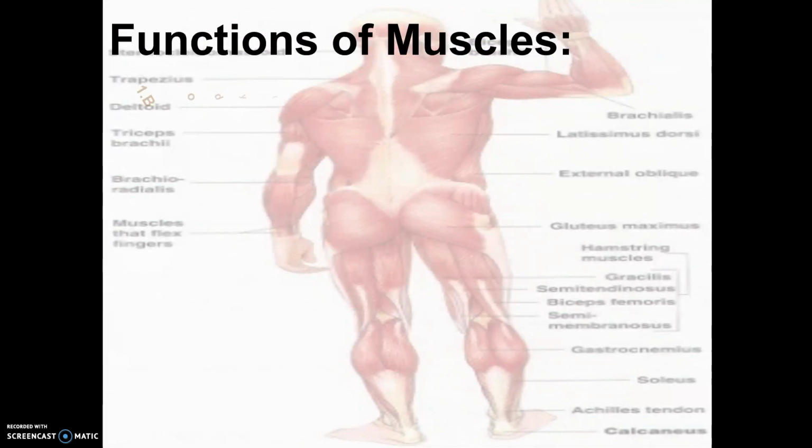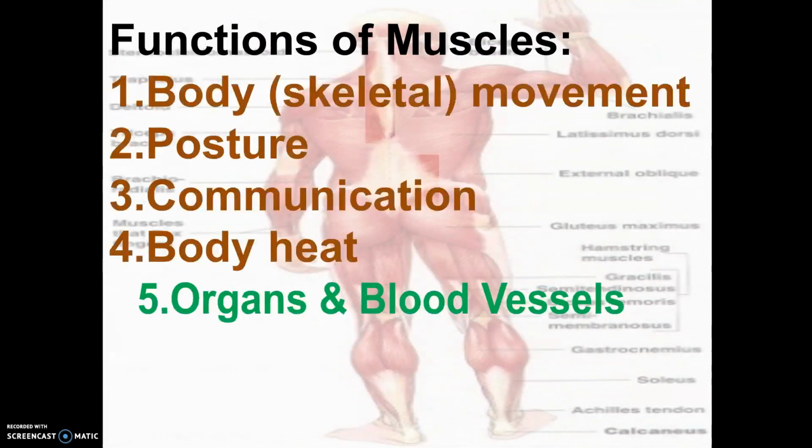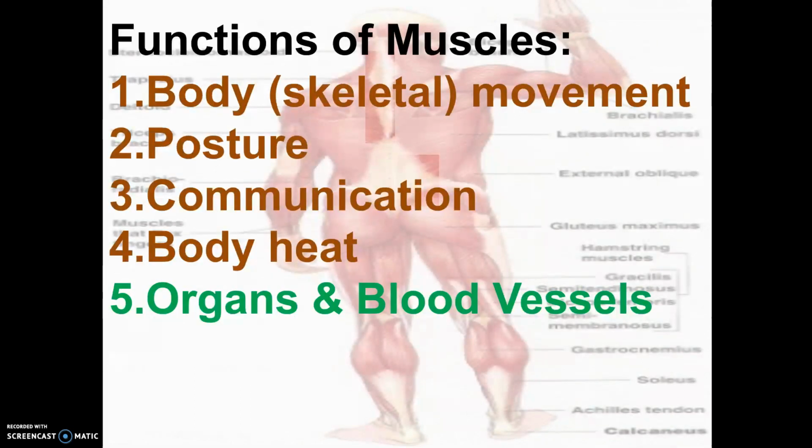Functions of muscles. They help us move. They keep our posture straight up. They allow us to communicate. It's hard to communicate without muscles. You can't move. We produce body heat. The more you work your muscles, the hotter you get.